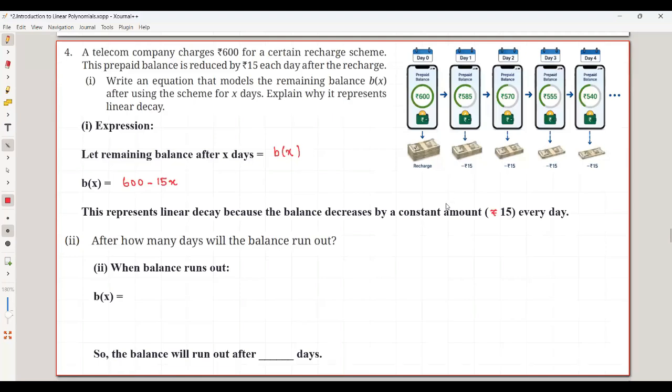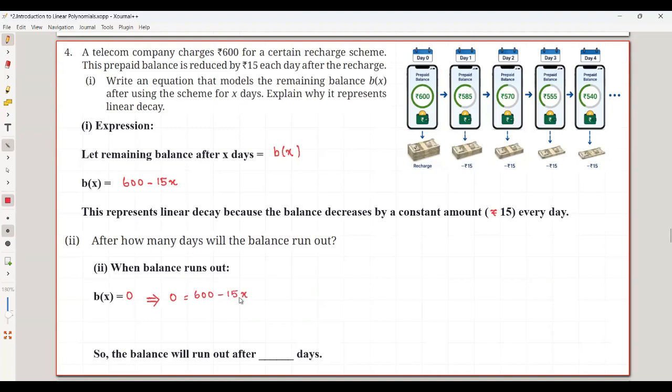Next, second question. After how many days will the balance run out? That means it will become 0. When the balance runs out, P of X is equal to 0. So in the place of P of X, we take 0, and we write 0 is equal to 600 minus 15x.